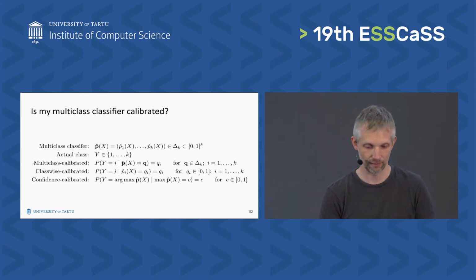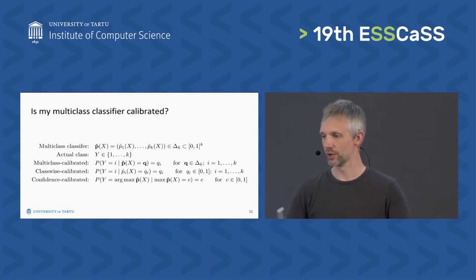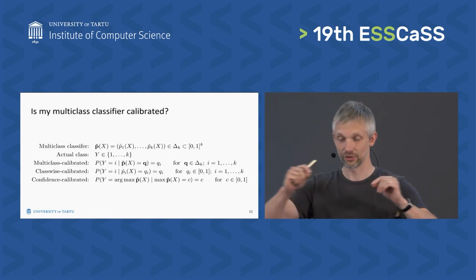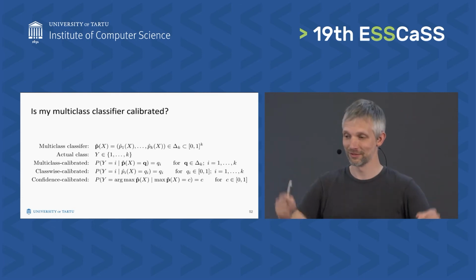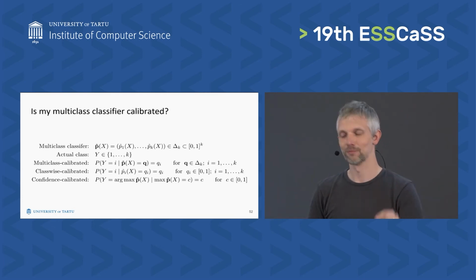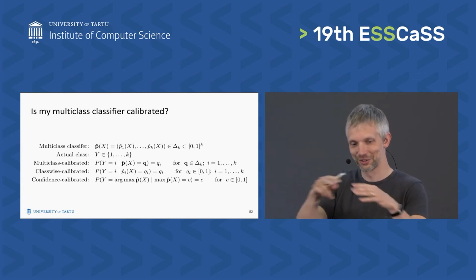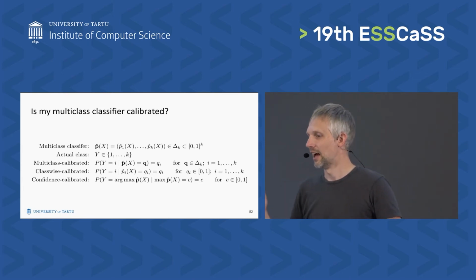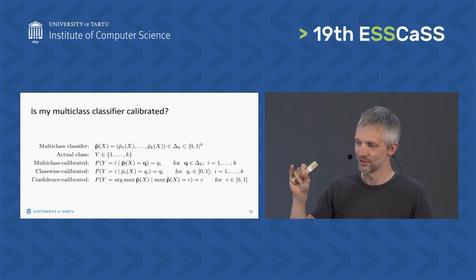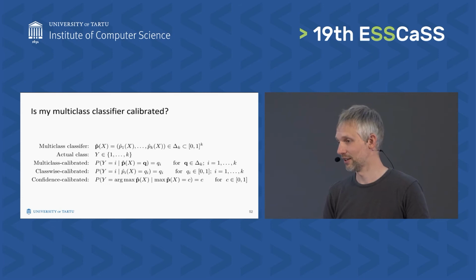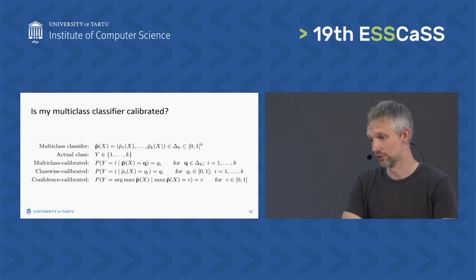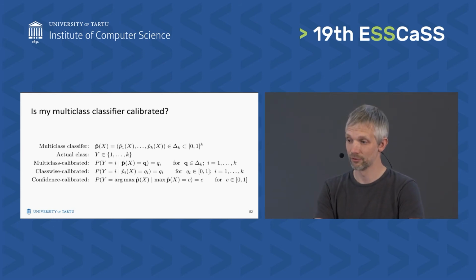So if you take all instances for which the prediction vector is almost identical, so not only looking at one probability in that vector, but the whole configuration of those probabilities, then among all those instances, the actual class distribution needs to agree with that. That's a very strong notion, which one might also consider aiming for.